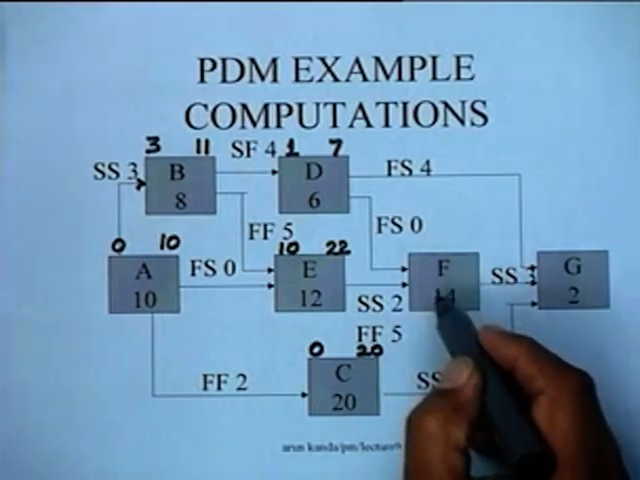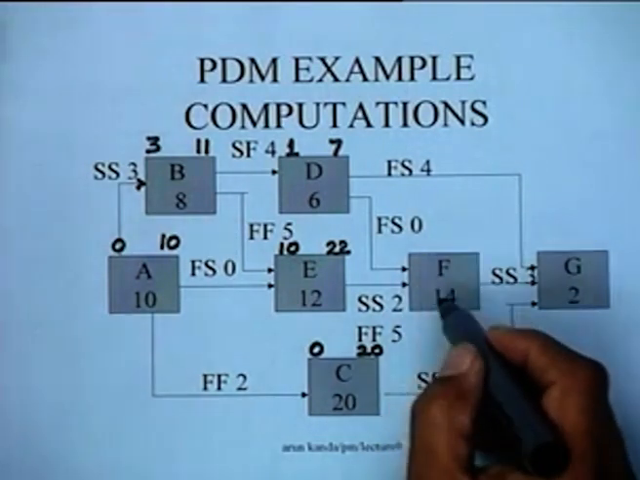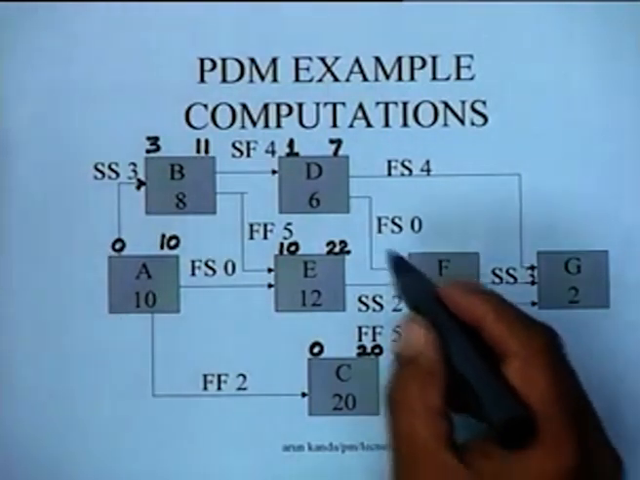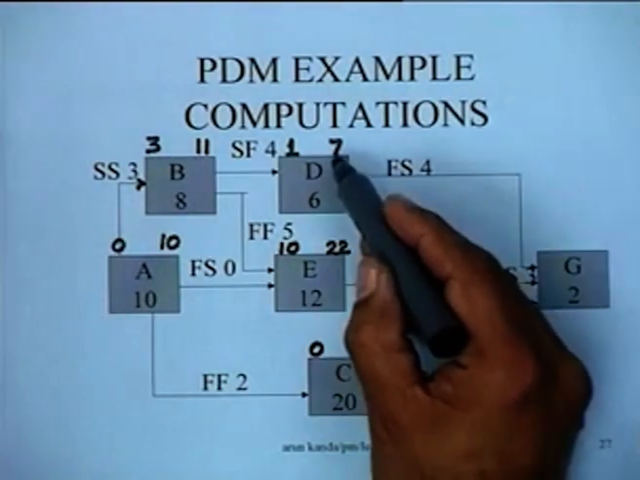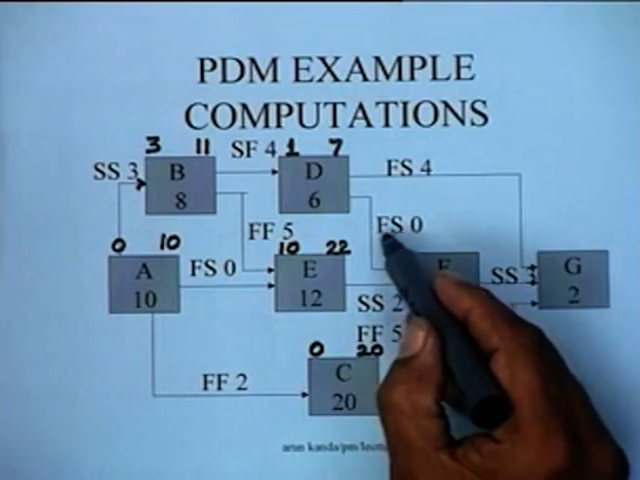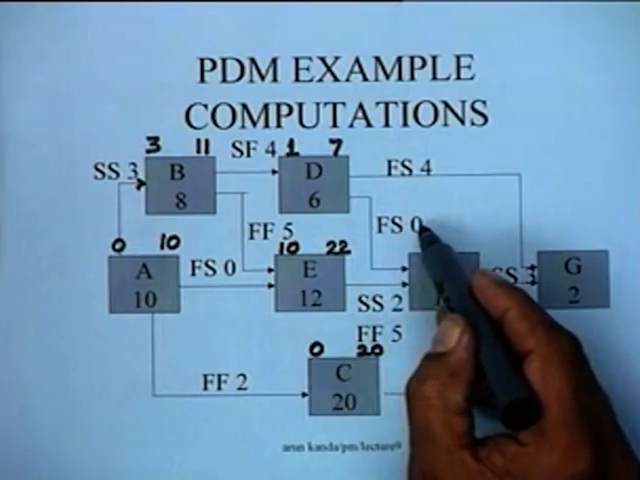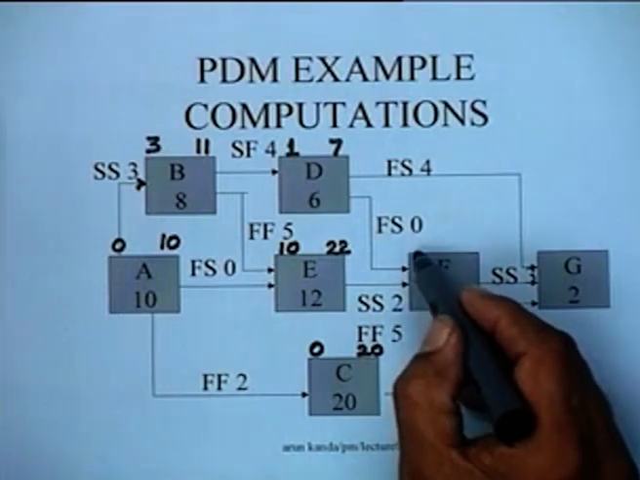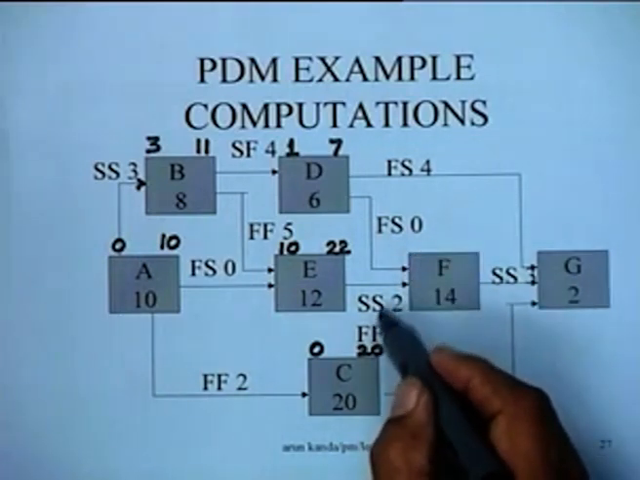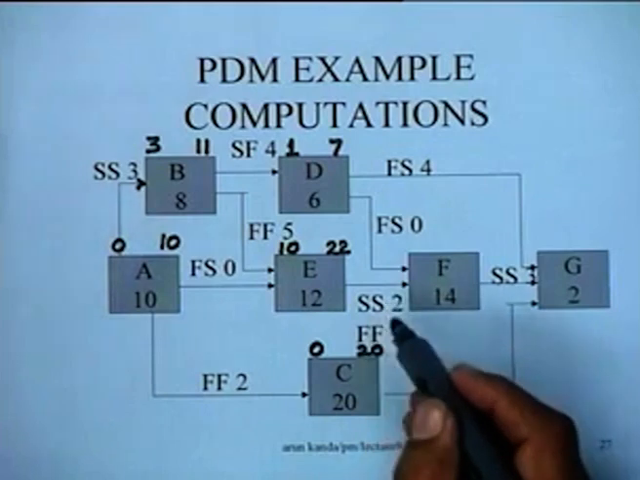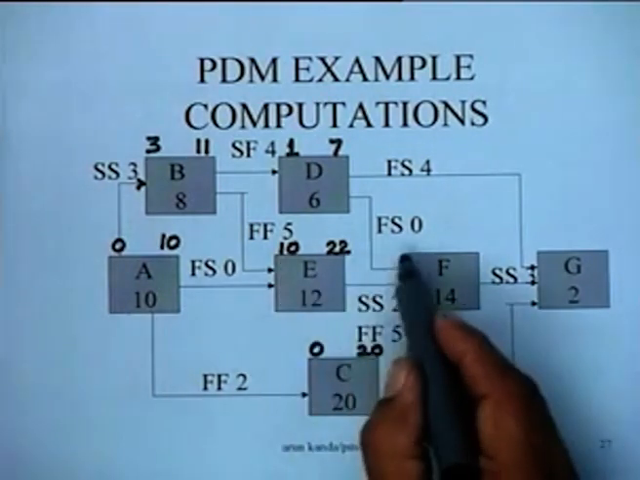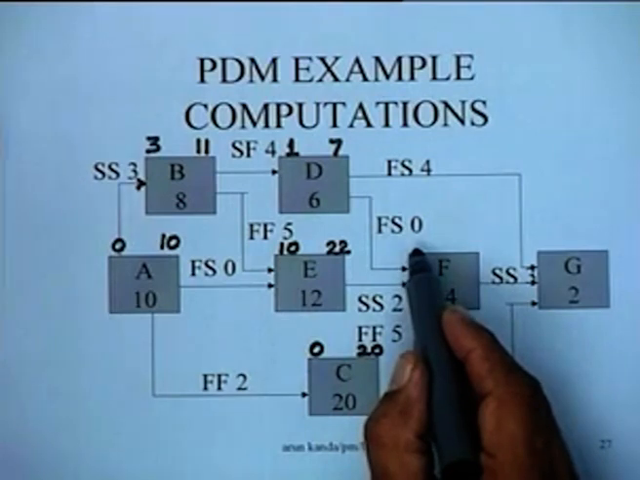When you take activity F, what is the earliest start of this particular activity? If we work out from here, this finishes at 7 and the finish to start lag is 0. So from this we can start earliest at 7. But here 2 constraints are specified. There is an SS lag of 2. So SS lag of 2 means it can start earliest at 12.